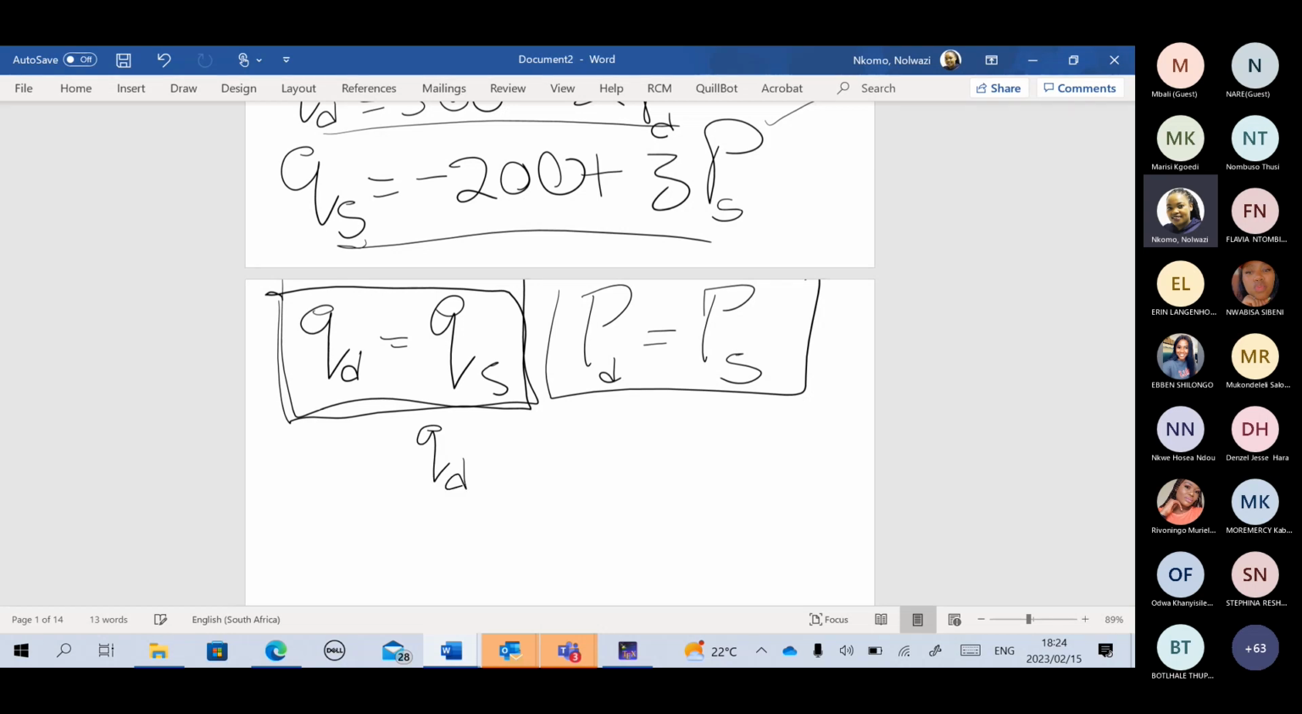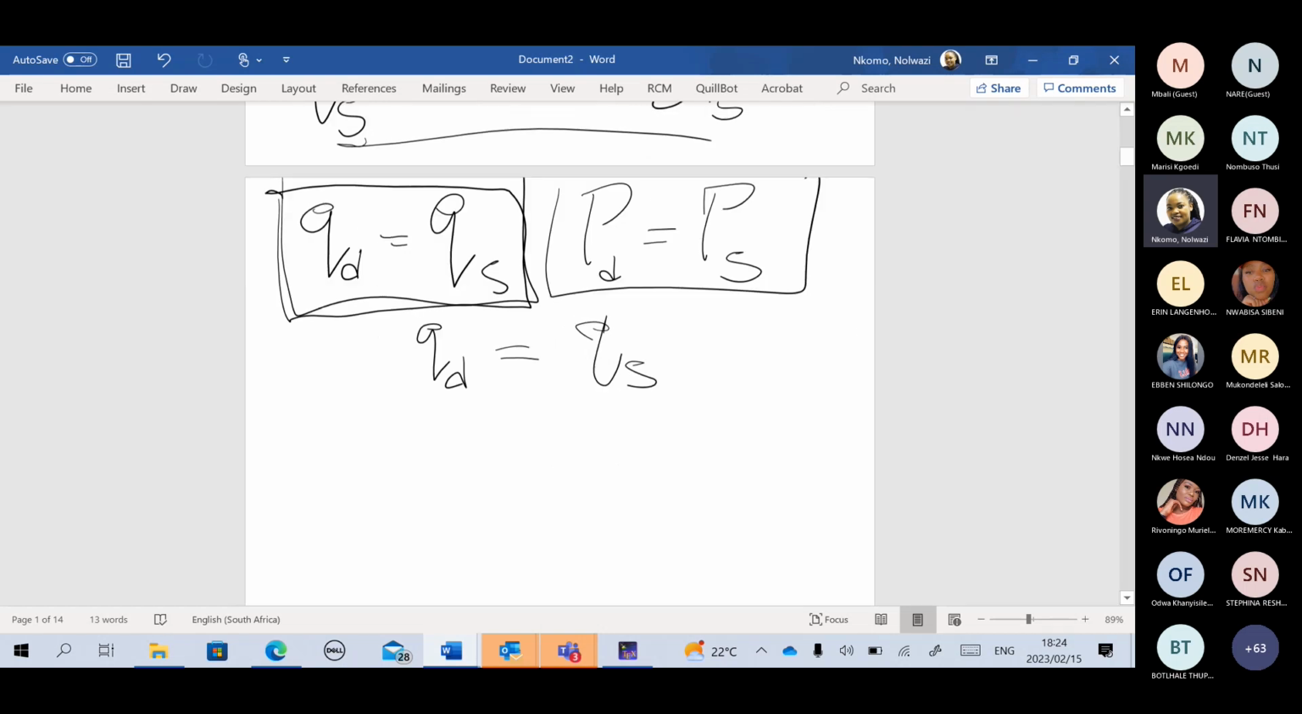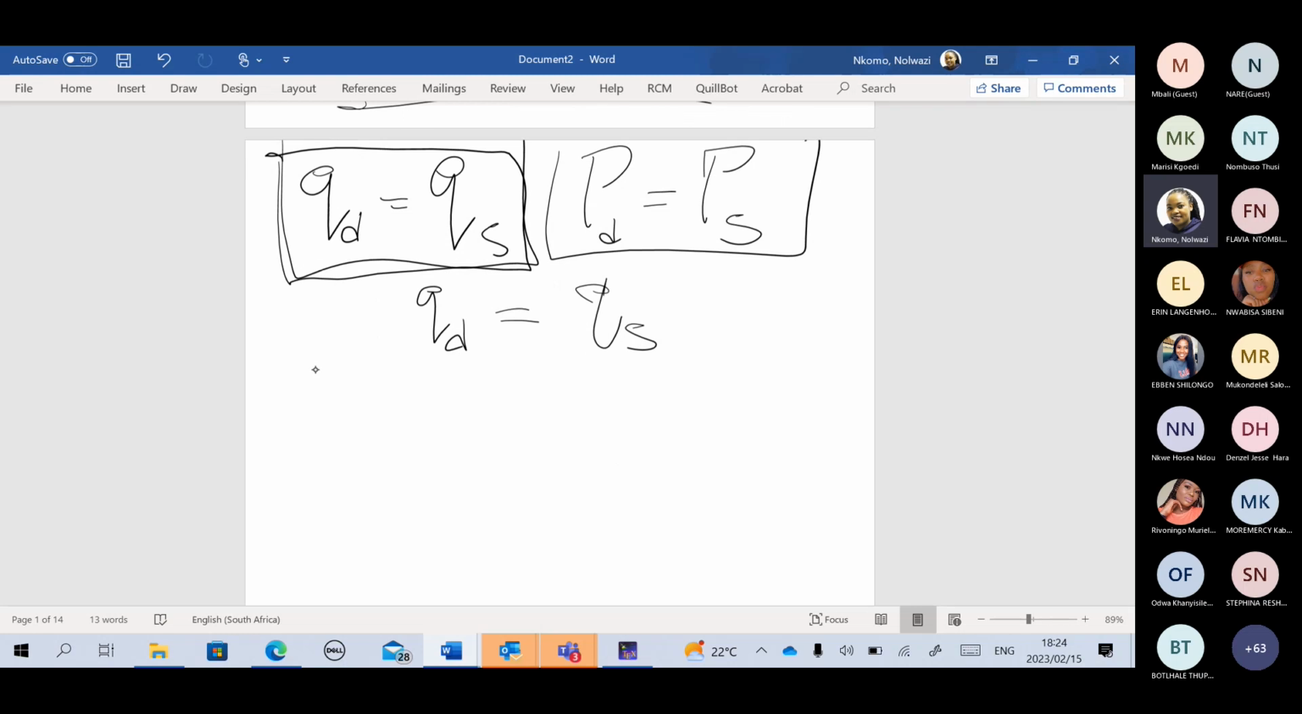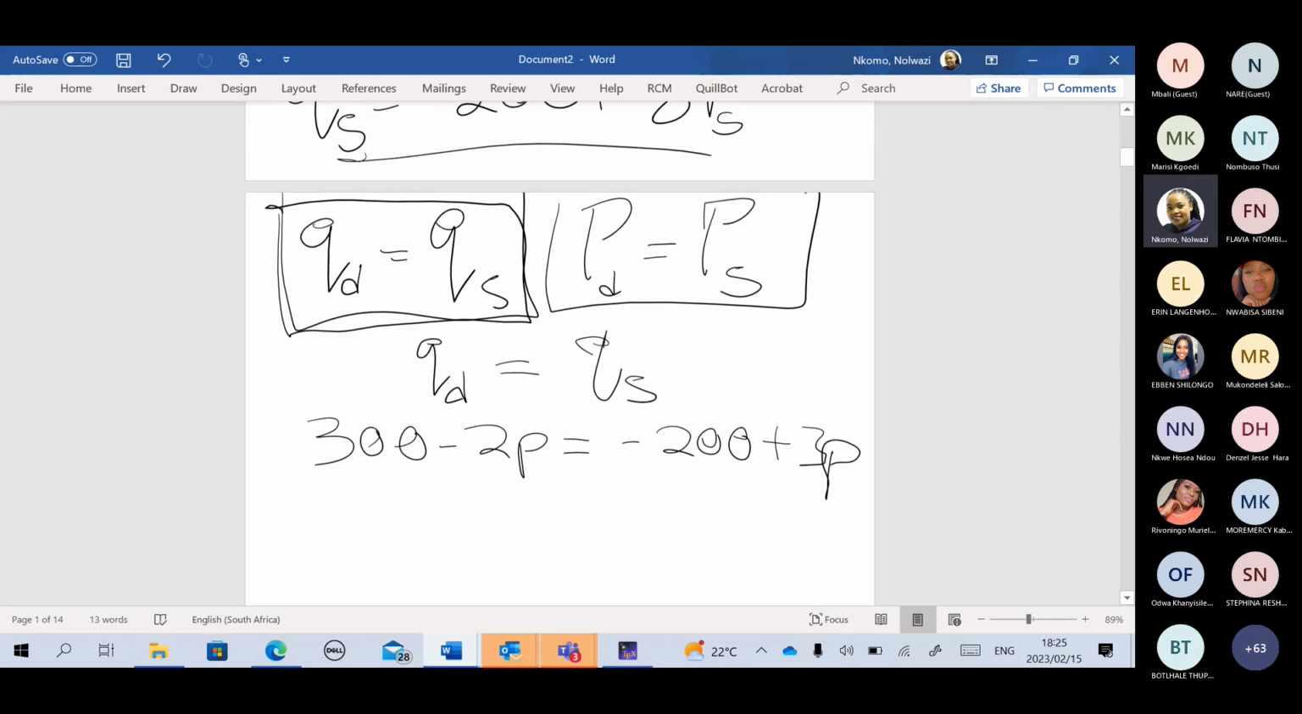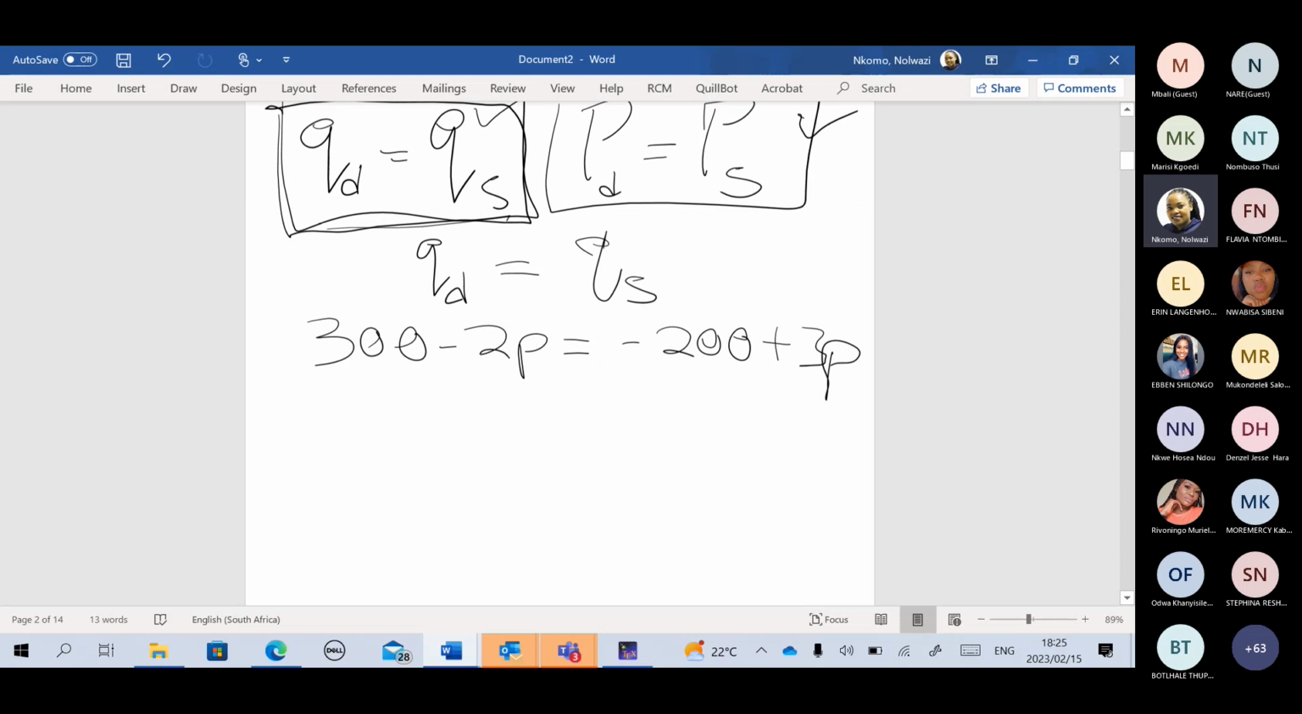Say we'll use quantity demanded equals quantity supplied, right? And this gives us 300 minus 2P equals minus 200 plus 3P. Remember, I said if we use this condition, then we can first solve for P. And if we use this condition, we can first solve for Q. Since we use this condition, we only have one unknown in this equation, which is P in this case.